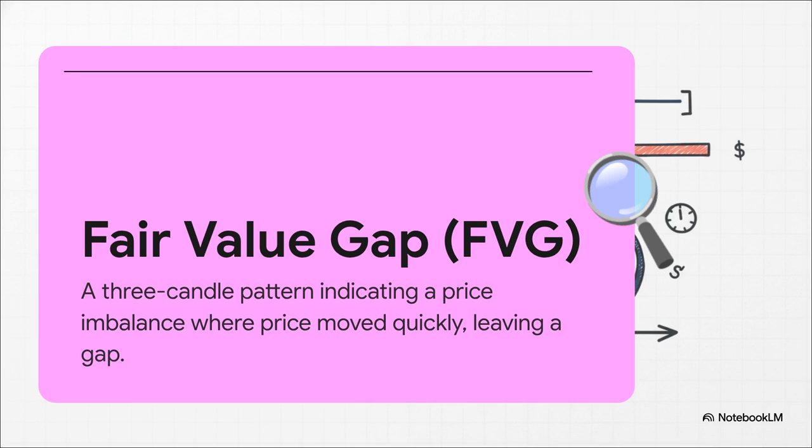Don't worry, it sounds way more complicated than it is. Just think of it like a small pocket of inefficiency in the market. It's a 3-candle pattern that shows up when price moves so fast that it kind of leaves a void behind. And the market just loves to come back and revisit these little gaps, which makes them powerful magnets for price.